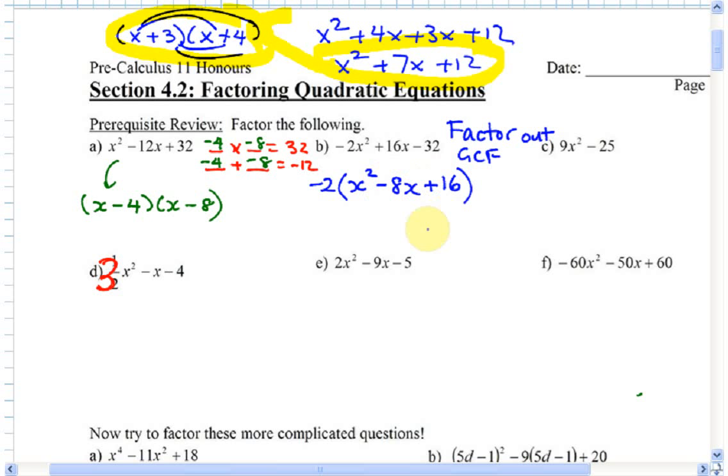If you leave your answer like this, I'm not going to be very pleased because you can go further. So I hope you can factor this. Two numbers that multiply to 16 and add to negative 8. 8 and 8? No, not 8 and 8. Yeah, negative 4, negative 4. So x minus 4, that's okay. And please write this as negative 2 bracket x minus 4 all squared. Okay?